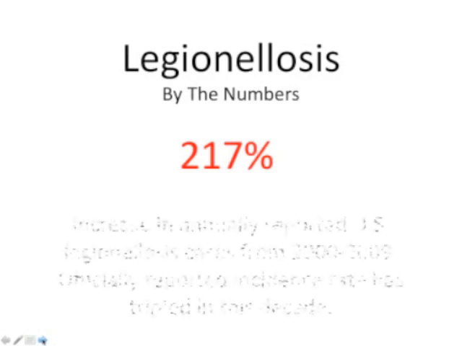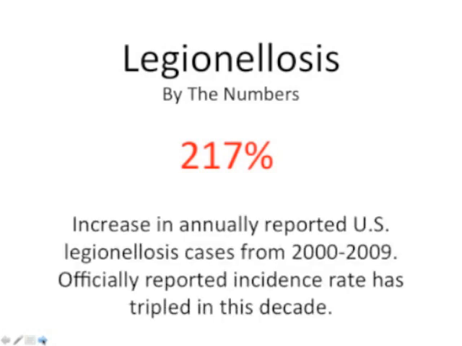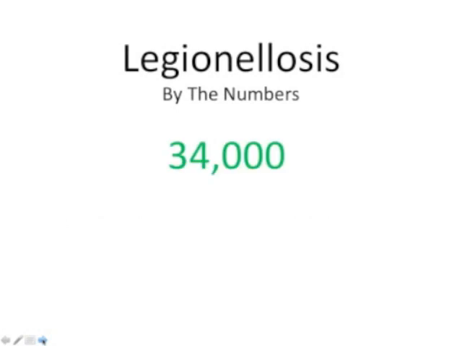But in the US, we have seen this number, 217%. What do you suppose that would be? This is the increase in annually reported U.S. Legionella cases from 2000 to 2009. The officially reported incident rate has tripled in this decade. Partly it's because of the reporting and so on. What do you think that number is? I gave you a little hint here because it's color-coded. What?